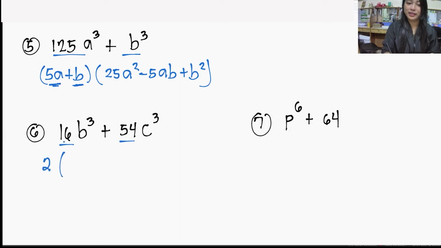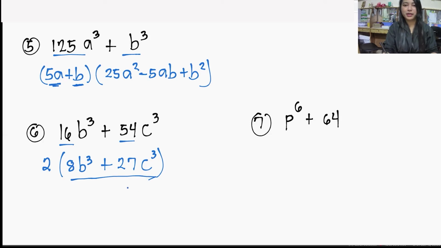I repeat, 16 is not a perfect cube. 54 is also not a perfect cube. But they have a common factor, and that is 2. So I will bring the common factor out of the parentheses first. 16 divided by 2 would give us 8b cubed. Next, 54c cubed divided by 2 would give us 27c cubed. Look at this one. It is already a sum of two cubes because 8 is a perfect cube, and 27 is also a perfect cube. Here we will just carry 2.